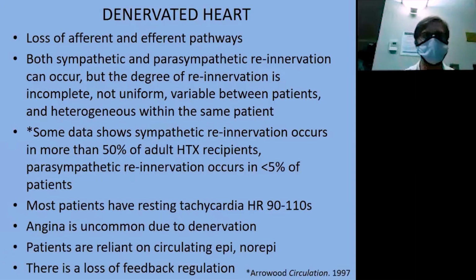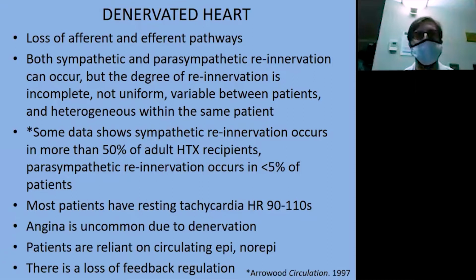So the heart is denervated, so you have loss of both the afferent and efferent pathways. You can have sympathetic and parasympathetic reinnervation that can occur with time. That's much more likely to be sympathetic over time. It's much more common than parasympathetic. The degree of reinnervation is incomplete, not uniform. It's not predictable, and it varies quite a bit.